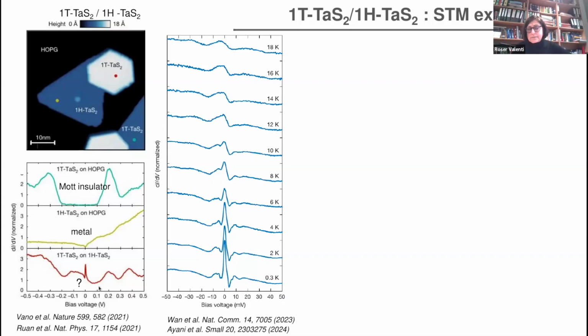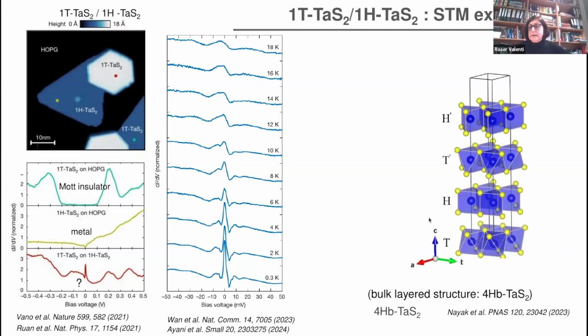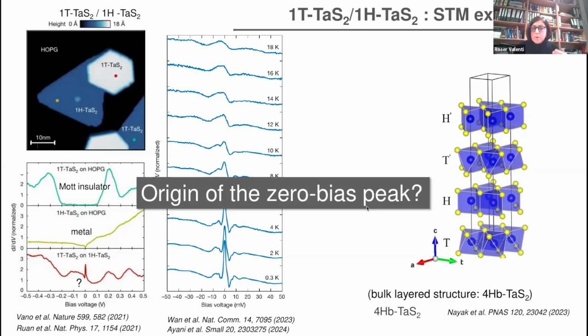And moreover, this has been seen also in the bulk layered structure. So there is also the case of a bulk system created by 1T, 1H, 1T, 1H, which is the so-called 4Hb tantalum disulfide. So there are experiments by the group of Heim-Beidenkopf where they indeed put the tip on top of the 1H or the 1T, and they observe similar behavior. So the question is, which is the origin of this zero bias peak?